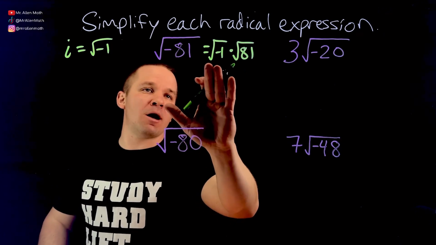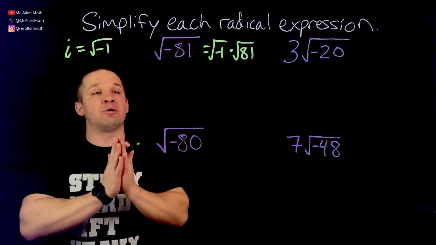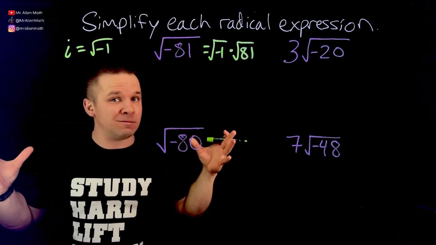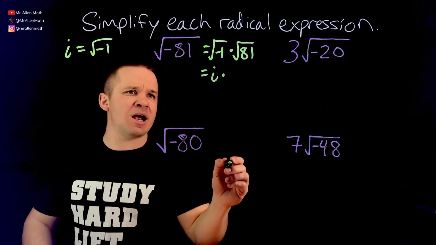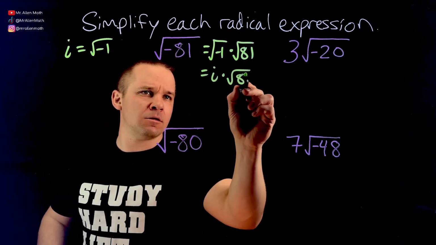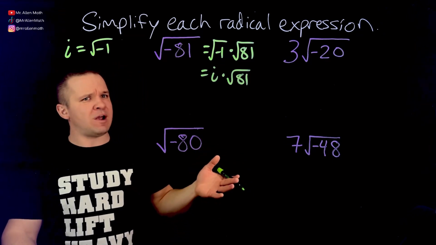Anywho, so I can break them apart in the same way, right? If I had two radicals, I just multiply them together. They can go into the same radical. I can break them apart as well. So now I just have i times the square root of 81, right? Because I said that the square root of -1 equals i. And what's the square root of 81?